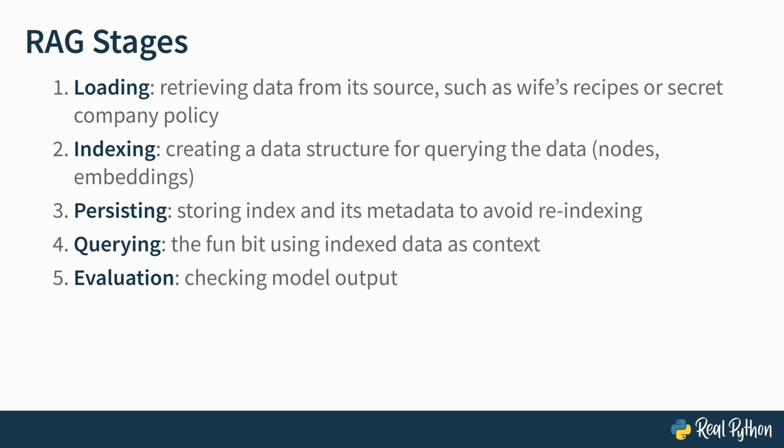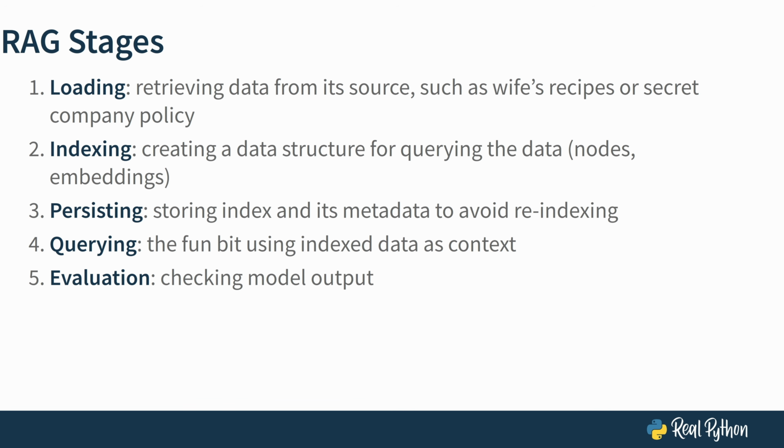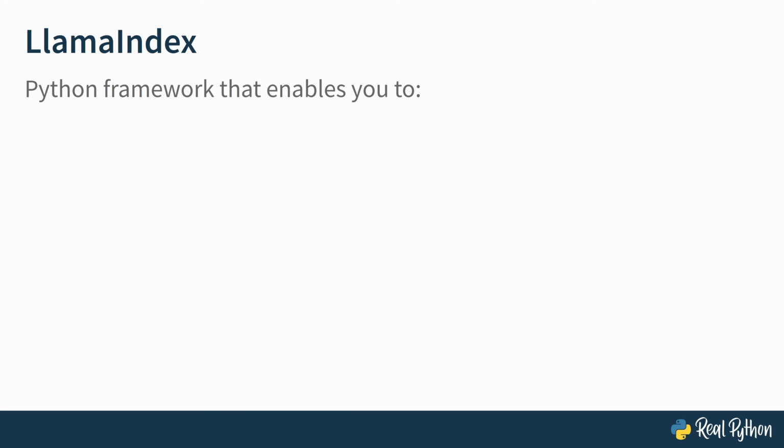That's the fun bit. That is using the indexed data as context and asking all sorts of interesting questions of your AI bots. Finally, there's evaluation, which is checking the model output. We won't be doing stage 5 in this course, but it is something, of course, that in real life you should do. What's the LlamaIndex then? What's that got to do with anything?